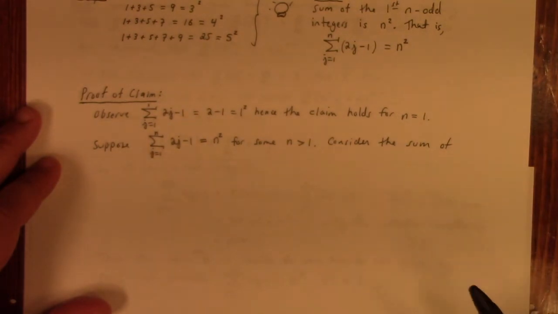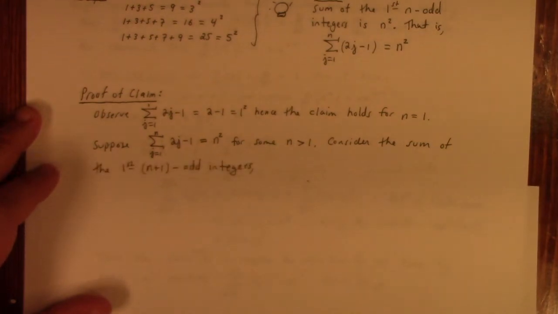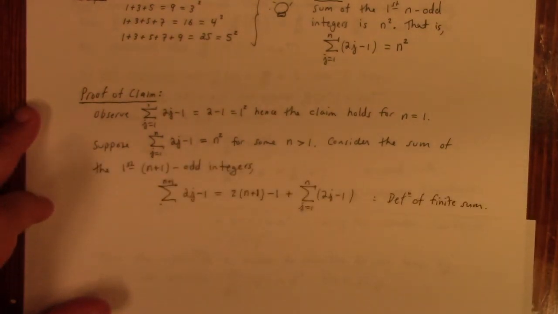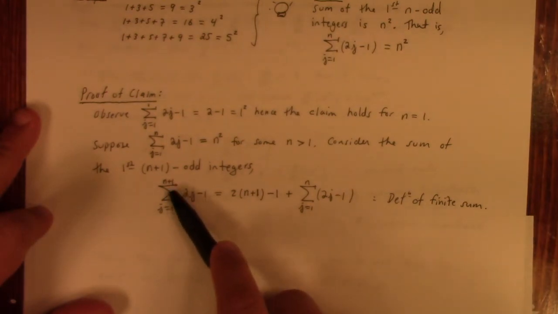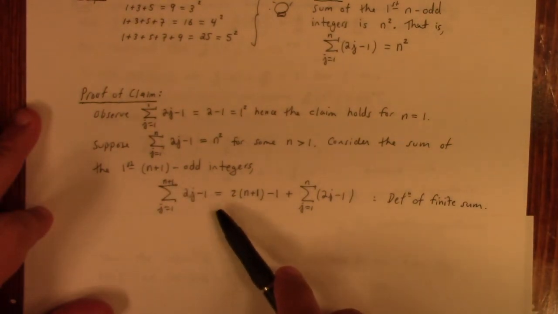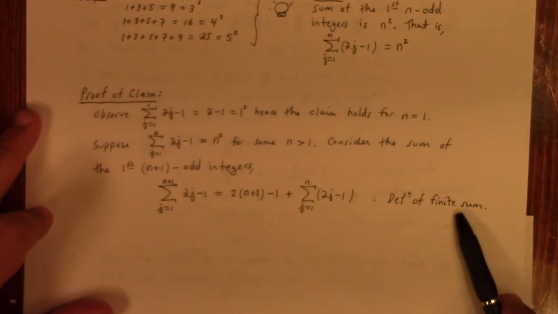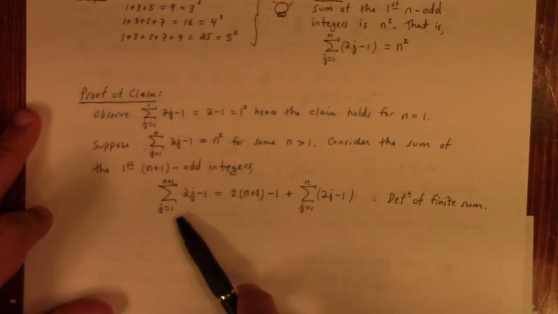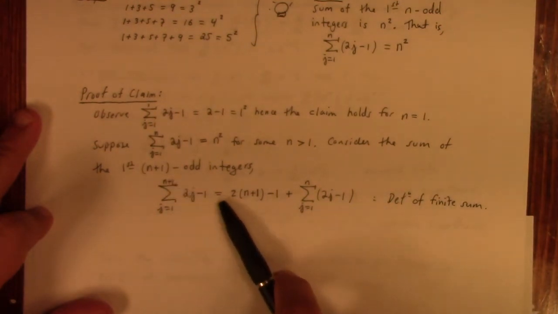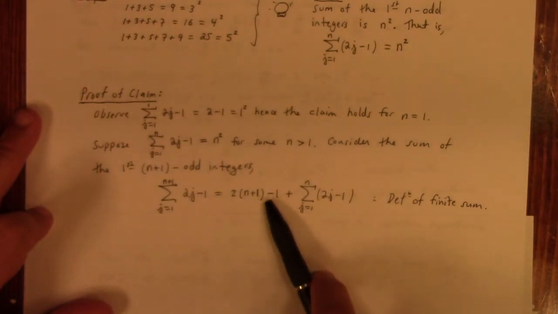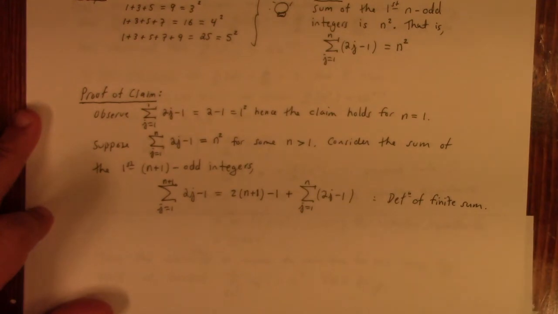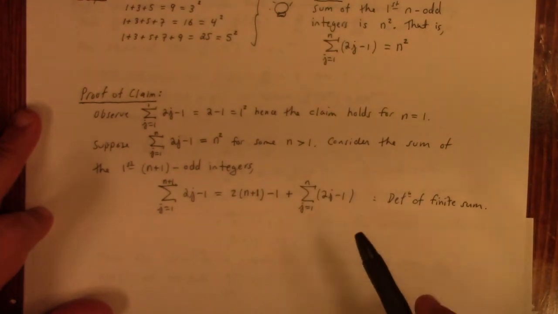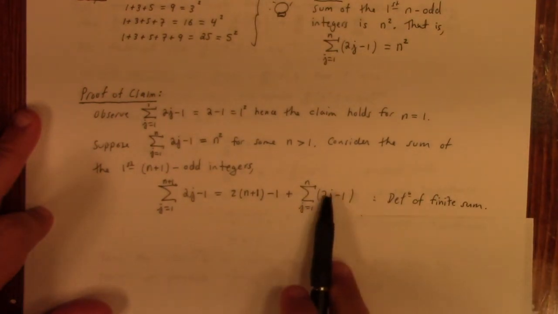So then we're going to consider the sum all the way out to n plus 1. And when we do that, we get the sum j equals 1 to n plus 1, 2j minus 1. And then the way the finite sum is defined is actually, if we want to take the sum to n plus 1, we plug in the n plus 1th one here, and then add the sum from 1 to n, all right? And as such, we get this, right?